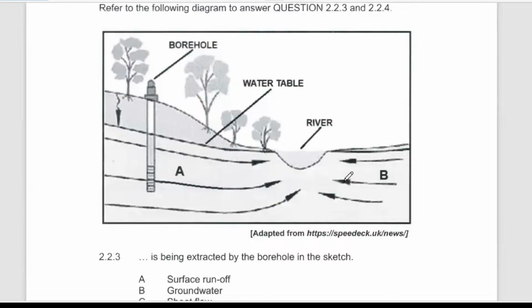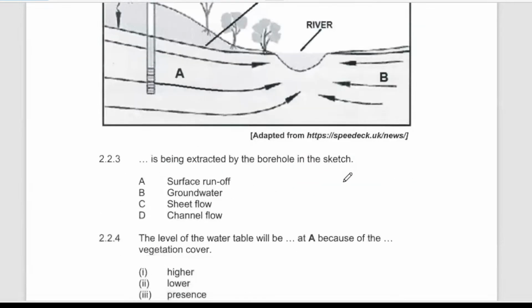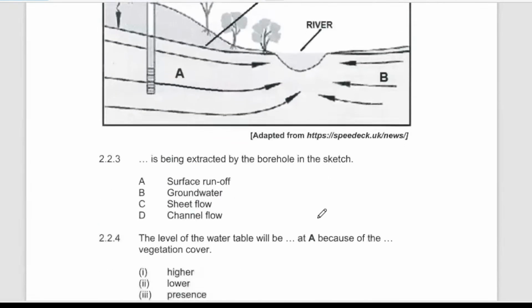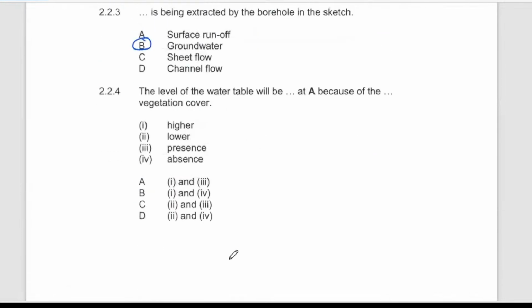Dash is being extracted by the borehole in the sketch. If we check the borehole here, it is extracting water from the ground. So ultimately the borehole is going to extract water from our ground storage, which is our groundwater. The level of the water table will be dash at A because of the dash vegetation cover.